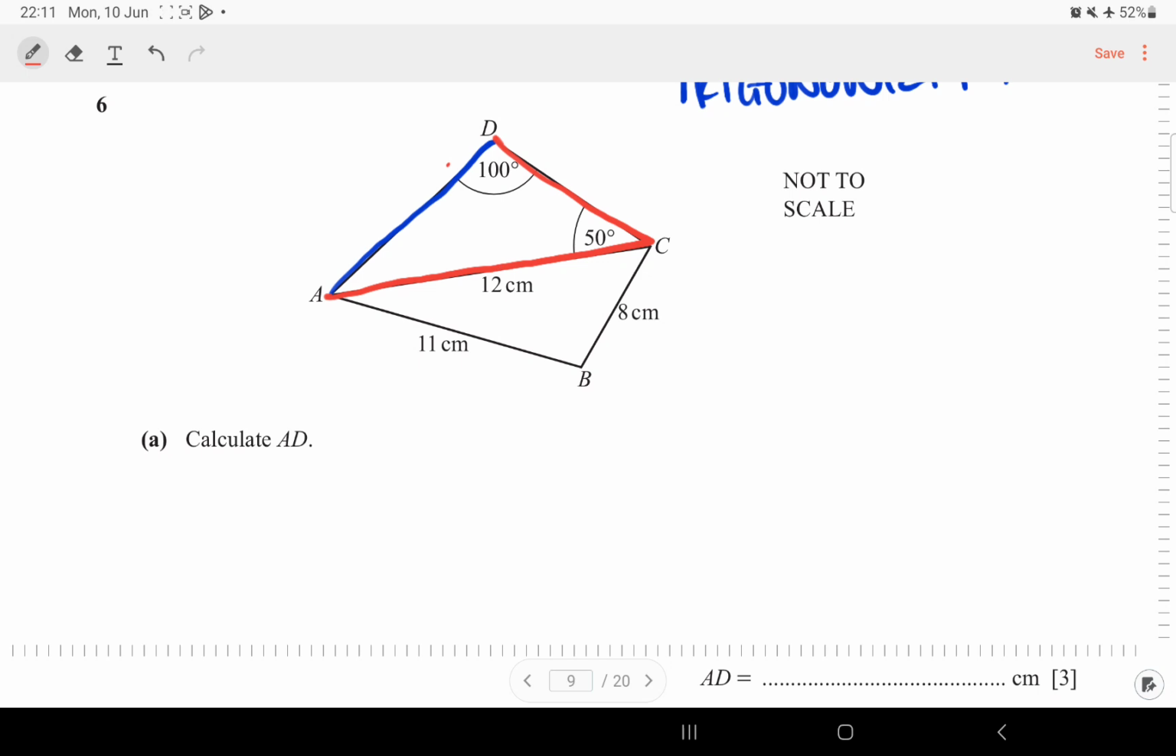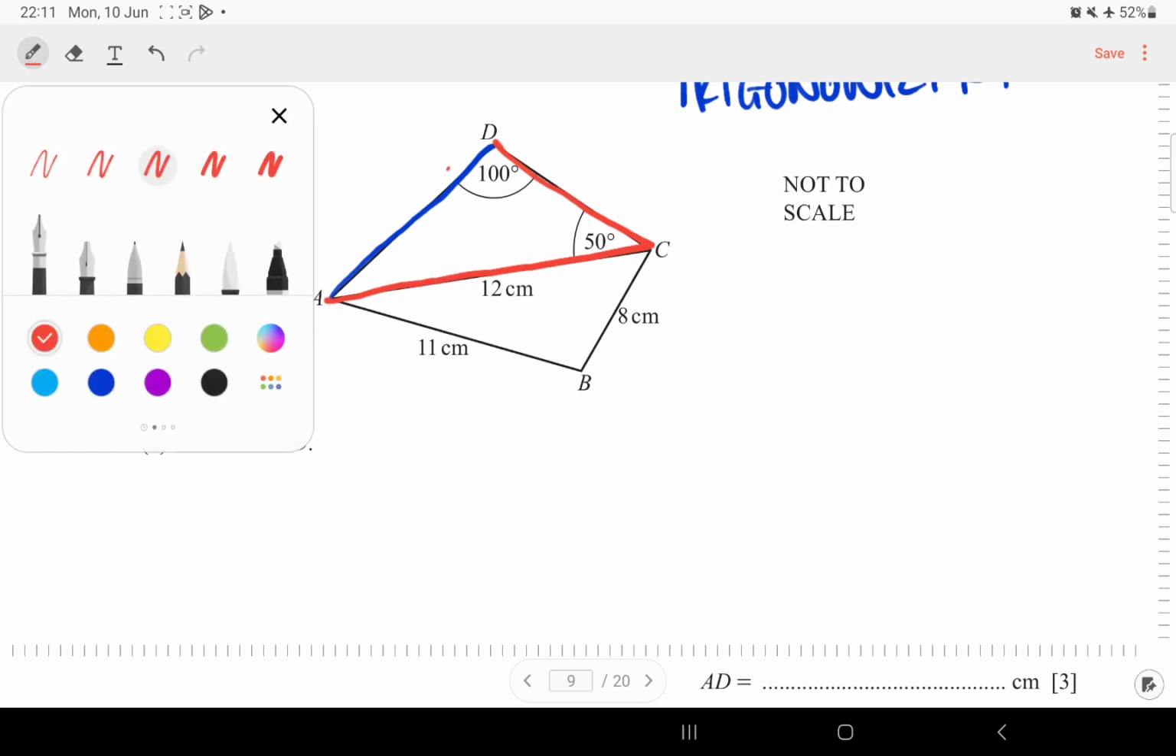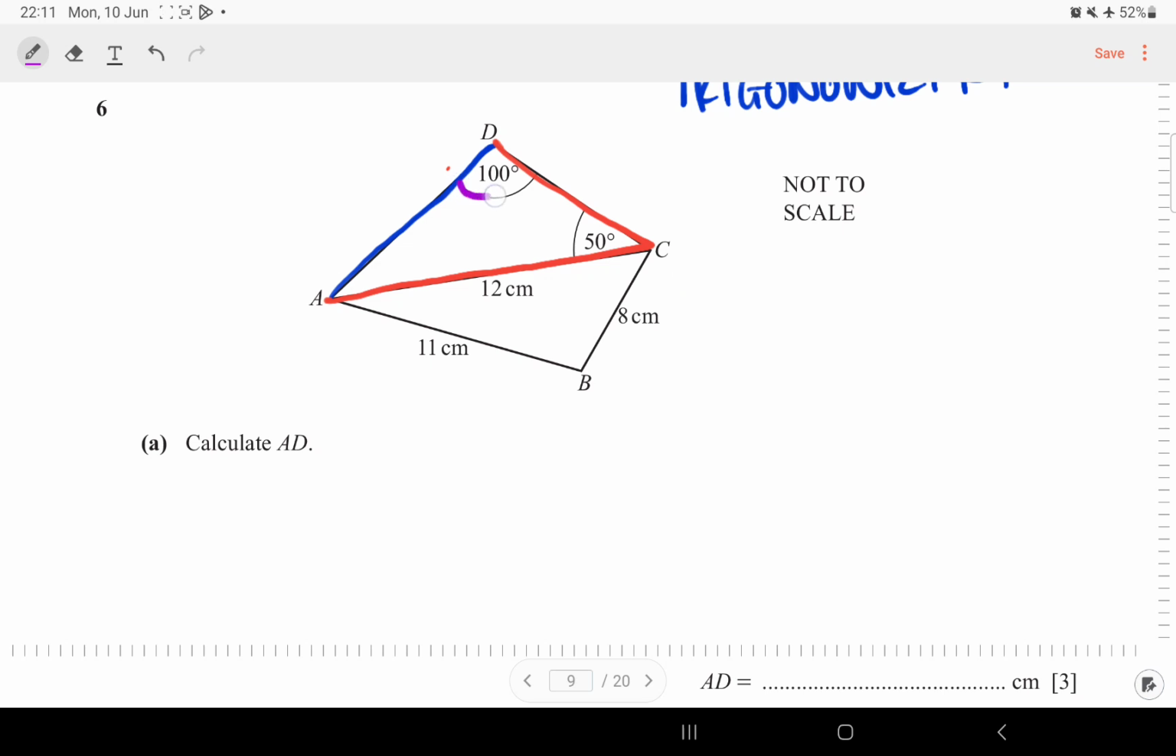Okay, ADC. Now, ADC, what does it have? I can see that I have an angle here, and I have an angle here, and I have a side. So the question I ask myself: do I have an included angle? No, I don't. Do I have three sides? No. So I can't use the cosine rule. So I know I'm going to use the sine rule.